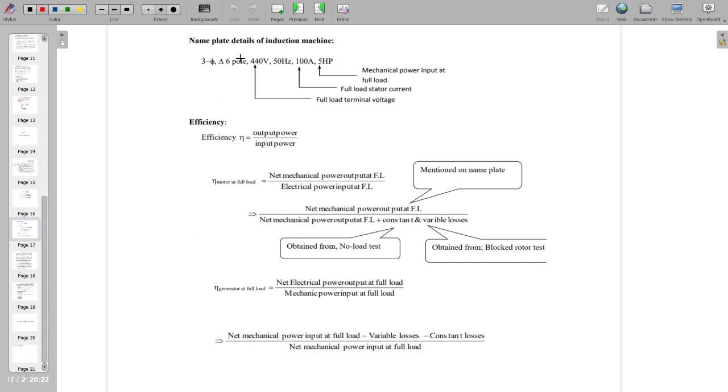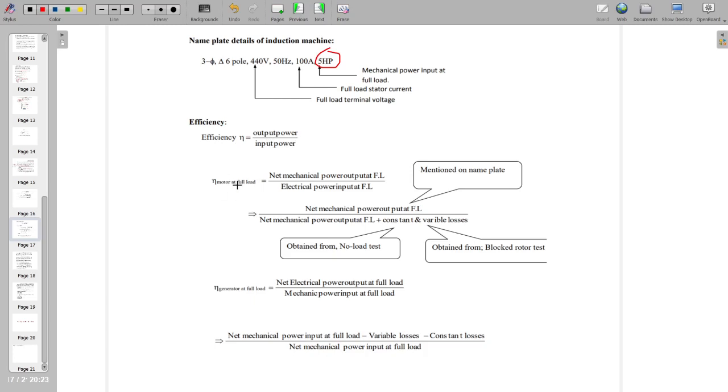So these are the nameplate details of the induction motor. Basically they give 3-phase, delta connected, 6-pole, 440 volts, 50 hertz, 100 ampere and 5 HP. The HP gives the mechanical power output at full load. 100 ampere gives an idea about the full load stator current, and 440 is the full load terminal voltage. So the efficiency is determined with the help of the formula, the output power to the input power.